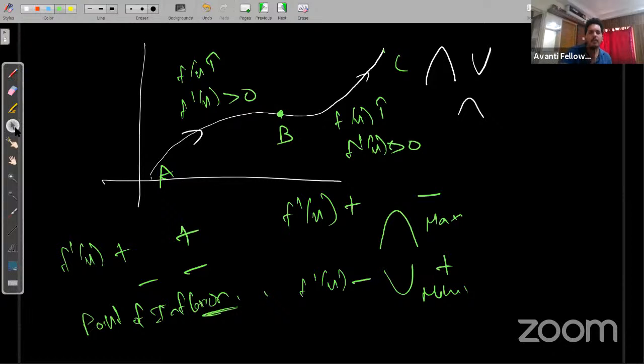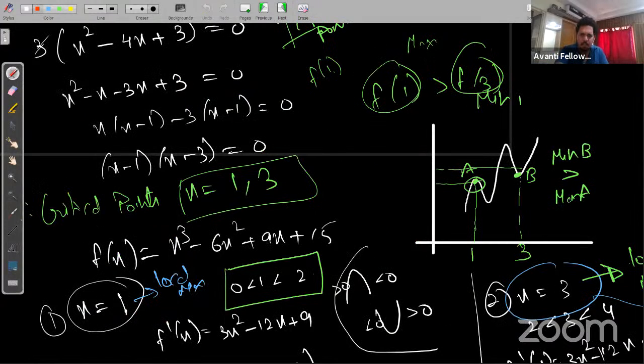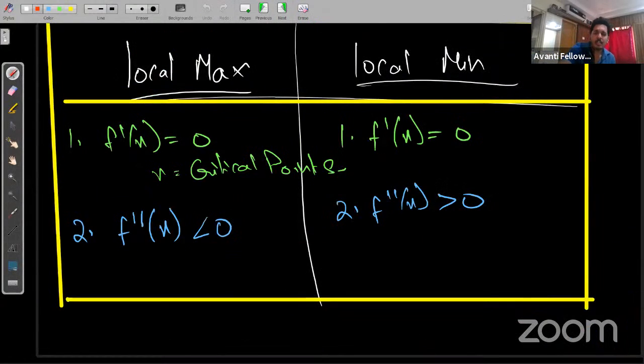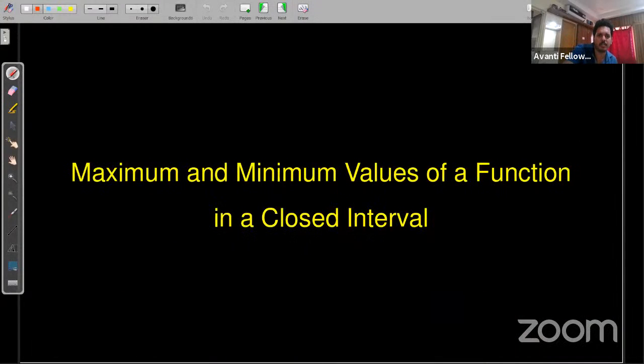Yeah. So everyone, point of inflection, here you can look at, this is the slide he has given. Whenever f dash of x doesn't change sign, then it is a point of inflection, meaning neither local maxima nor local minima. Okay. Guys, everyone clear? See, guys, I'm telling you again and again, this table is very important. This table, local maximum, local minimum. Whatever I explained just now, he has given in the notes.